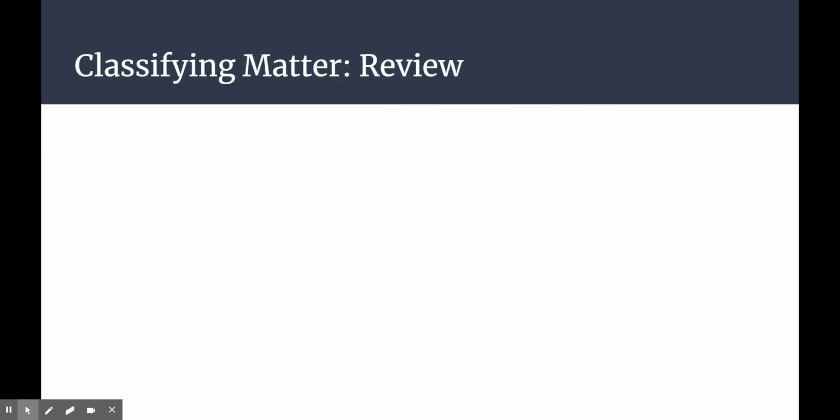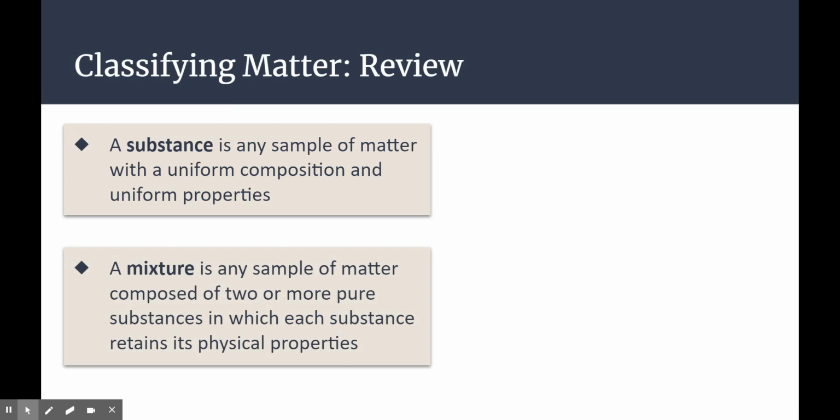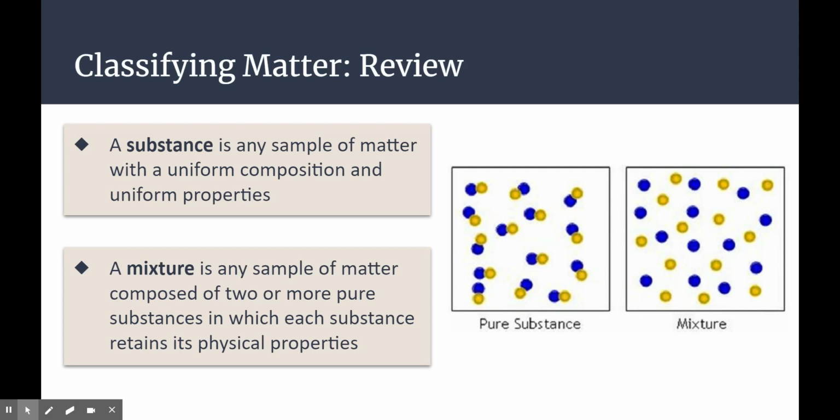So first, let's review substances and mixtures. A substance is any sample of matter that has a uniform composition and uniform properties, meaning that every particle that makes up that matter is exactly the same. A mixture is any sample of matter composed of 2 or more pure substances in which each substance retains or keeps its physical properties. Here are some diagrams of a substance and a mixture.